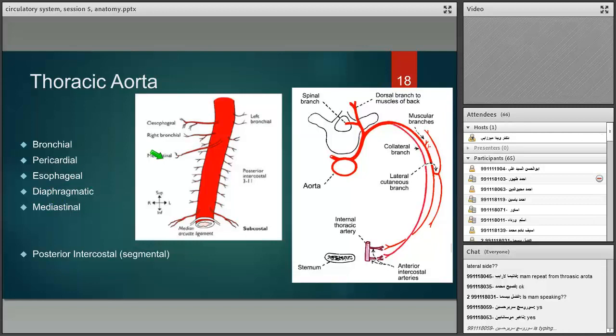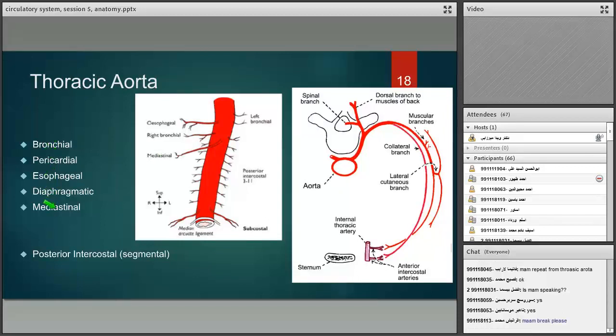And also we have some mediastinal branches. The mediastinal branches are also supplying the blood for the organs in the mediastinum. So these are the general branches of the anterior side of the thoracic aorta: bronchial, pericardial, esophageal, diaphragmatic, and mediastinal. Listen, please, I will give you the break some minutes later.